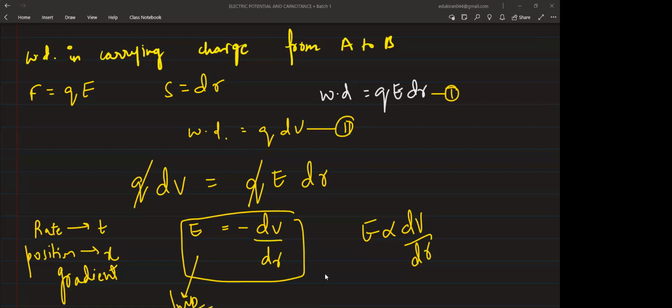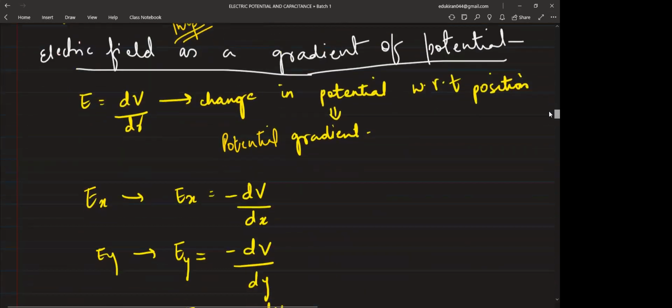So in the last class, we stopped at this relationship. What was this relation? E is equal to minus dV over dr. Basically, we had seen that electric field is a gradient of potential. Means electric field is directly proportional to potential by radius. Now, some details of this were left.